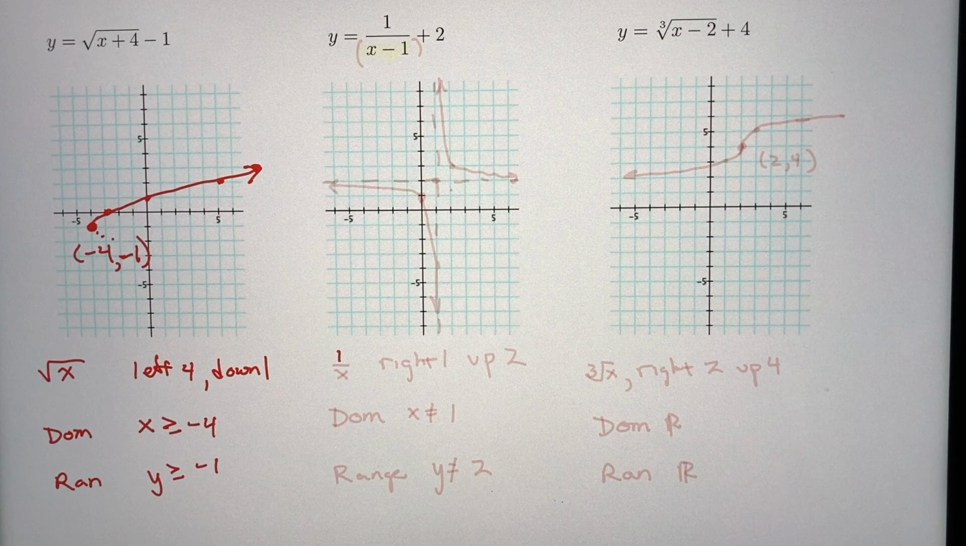Okay, we're going to look at 1 over (x - 1), right 1 and up 2. Notice that, how do you tell what's inside? Well, it's 1 over thing. Thing is the inside. Since it's x minus 1 in there, x minus 1, that's my inside. So that's going to be just like square root of x minus 1. It moves right 1 and up 2.